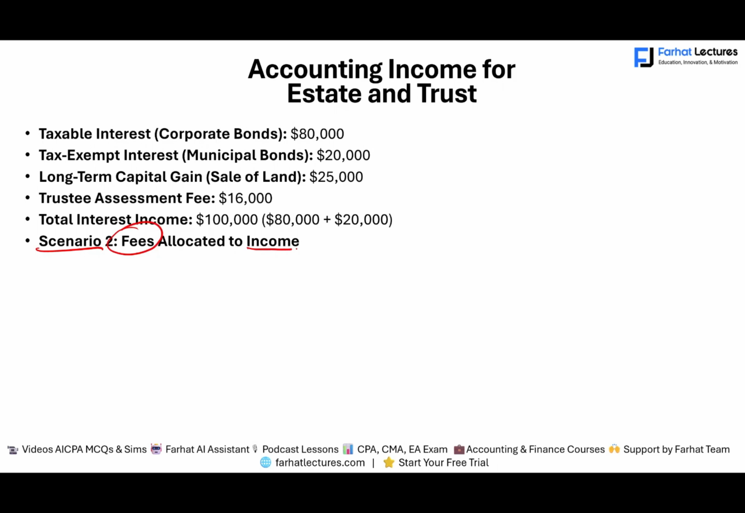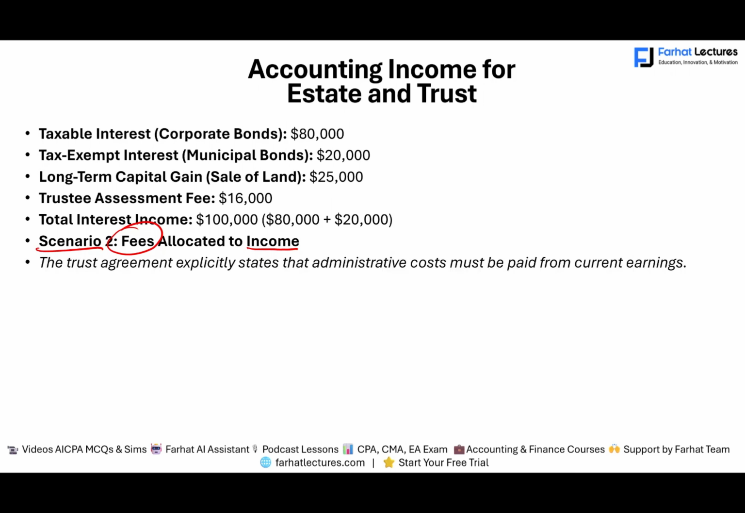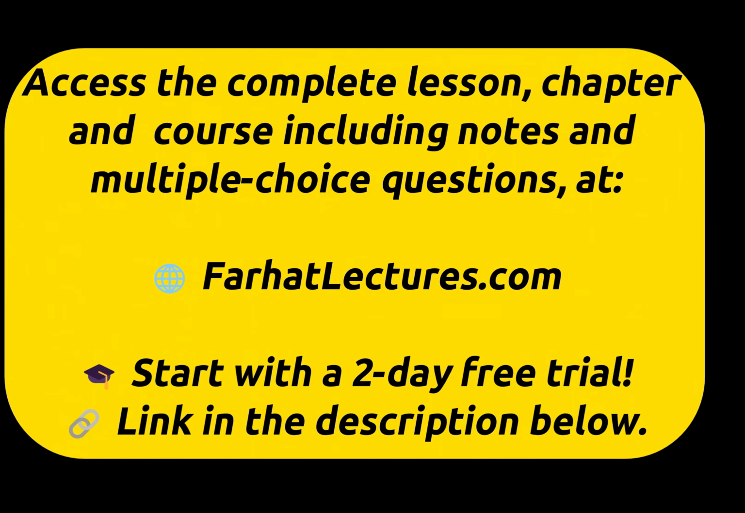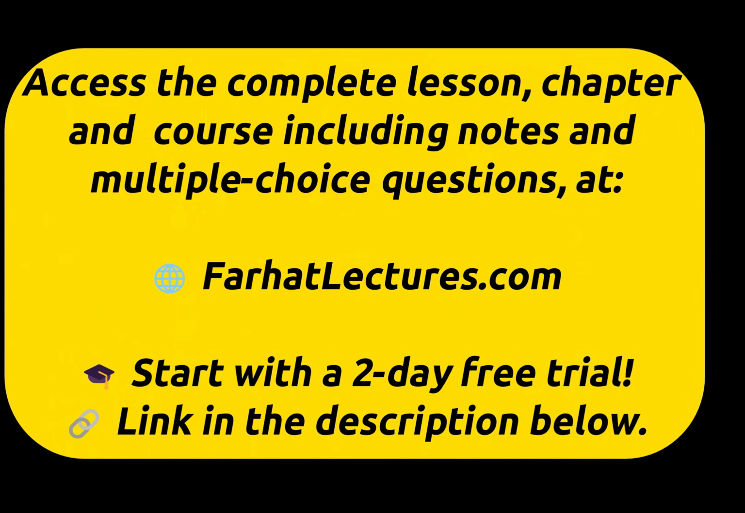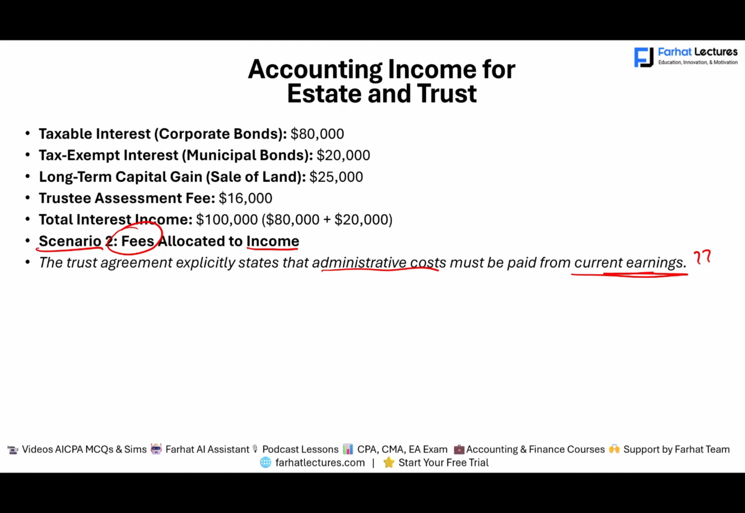Here the fees are allocated to income. Income means who? Income means Ms. Alvarez. So the trust agreement here explicitly states that administrative costs must be paid from current earnings. Who gets current earnings? Ms. Alvarez. Simply put, we're going to take the money out of her share. So before Ms. Alvarez can take a draw, the bills, the fees must be paid.